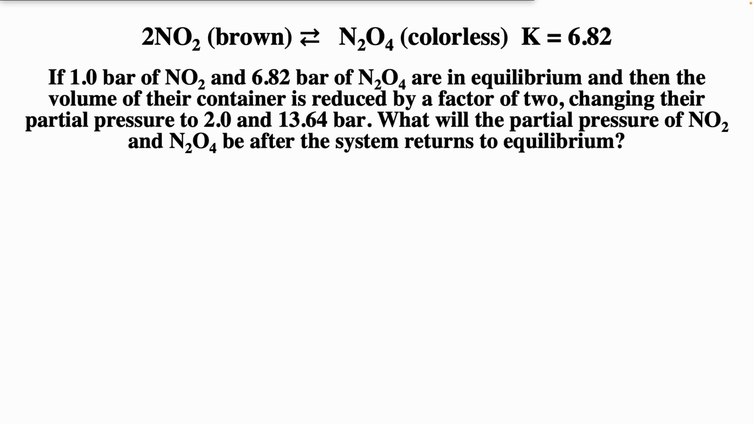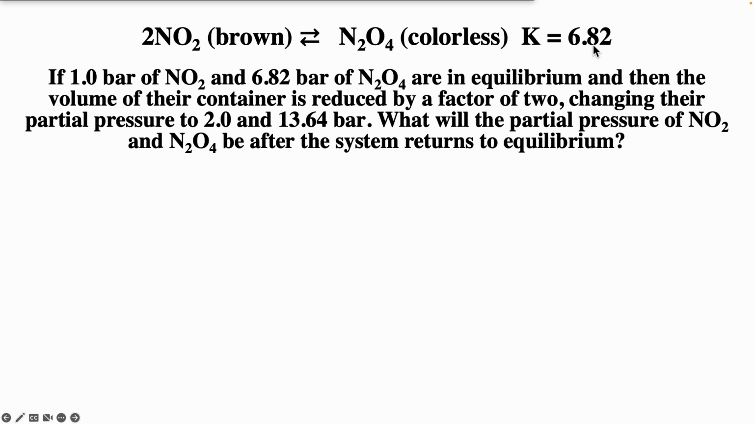If 1 bar of NO2 and 6.82 bar of N2O4 are at equilibrium, and then the volume of the container is reduced by a factor of 2, changing the partial pressures to 2 and 13.6, what will be the partial pressure of NO2 and N2O4 after the system returns to equilibrium? So initially we're at equilibrium. We calculated these numbers, and then we're reducing the volume, and these are our new partial pressures. Now if we plug these into our equilibrium expression, we will not get 6.82, so that tells us we're not at equilibrium.